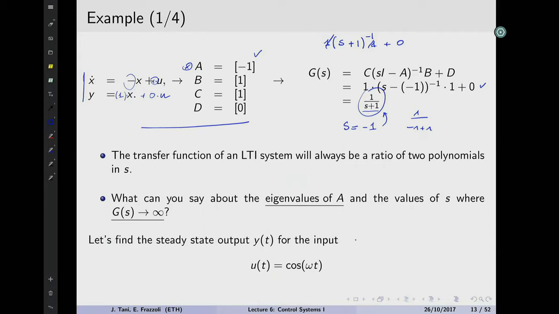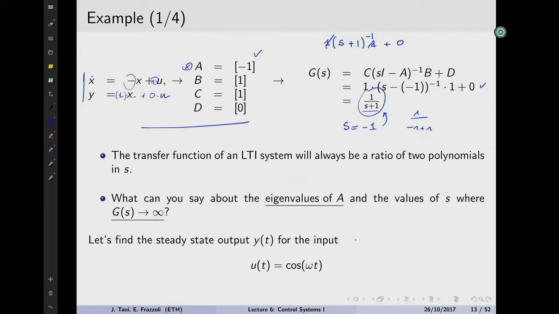So I think the observation that makes sense to do here is about the denominator of the transfer function. The transfer function is a ratio of two polynomials. There's going to be a numerator, there's going to be a denominator. Let's leave the numerator aside a little bit, because it's kind of the mystery term in the transfer function. It's not a mystery, it's very well understood, but it's a little bit more complicated.